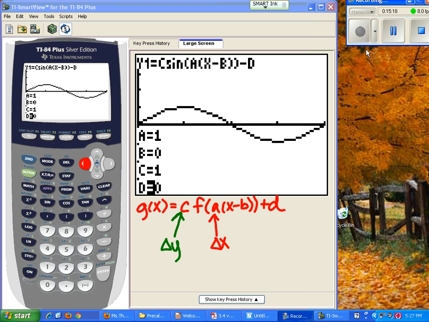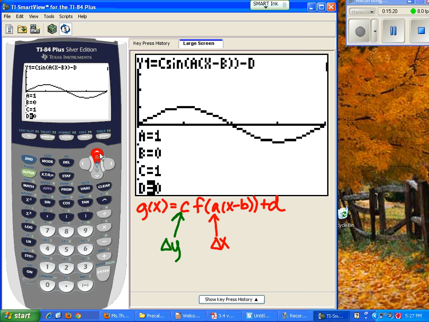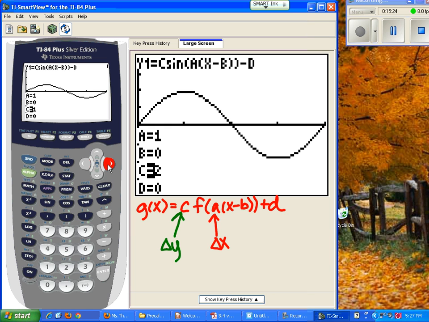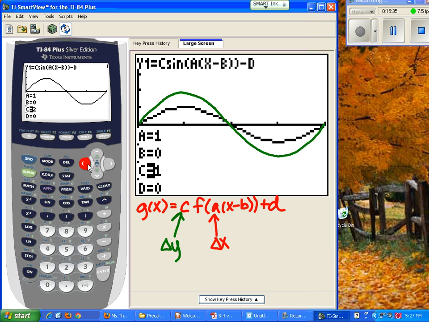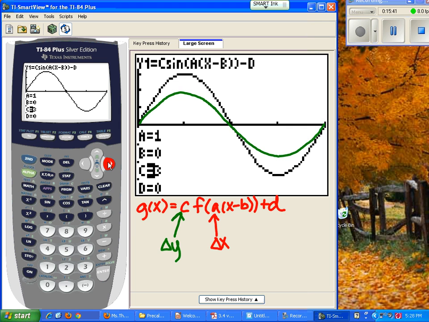So I'm going to look at my C values first. So here's my C value, which is 1 right now. The larger I get, notice that if I do a C value of 2, I get this graph right here. So what did we do from our parent graph? If I go back, we stretched it up by a value of 2. If I do 3, notice that I would get an even larger graph. So this one would be a vertical stretch by 3.